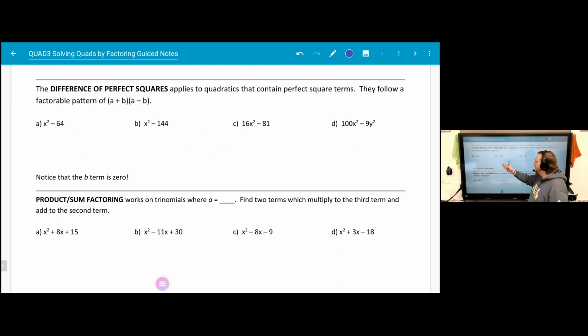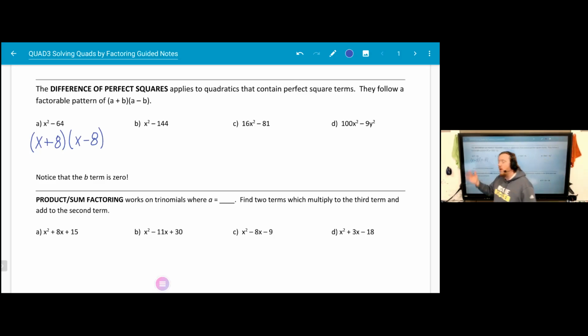Well, with x squared and -64, there's no greatest common factor. But x squared and 64 are both perfect squares. Here's what happens, right? Take the square root of each thing individually. Ignore the negative sign for a second. What we'll end up with here is x plus 8 times x minus 8.